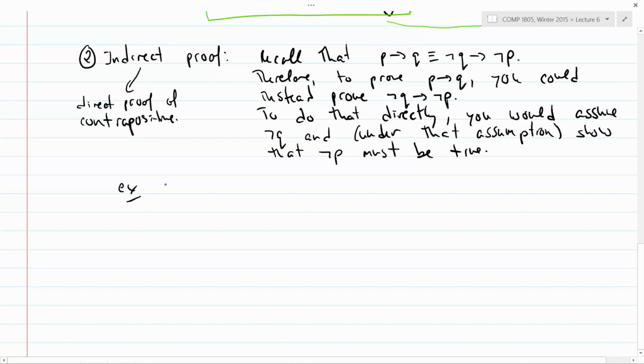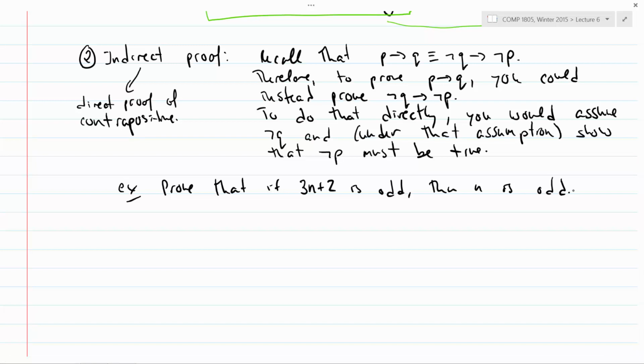So prove that if 3n plus 2 is odd, then n is odd. That's what we want to do. Now you could try to prove this directly. Try that at home and see where you get. I'm going to prove this indirectly.